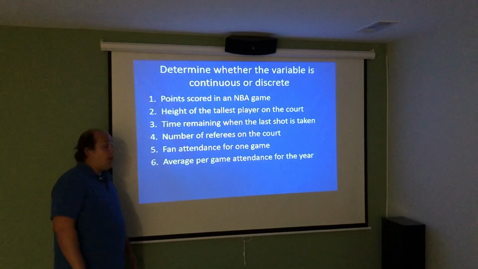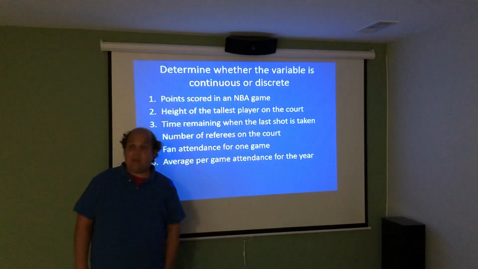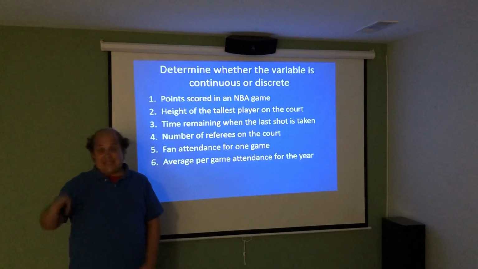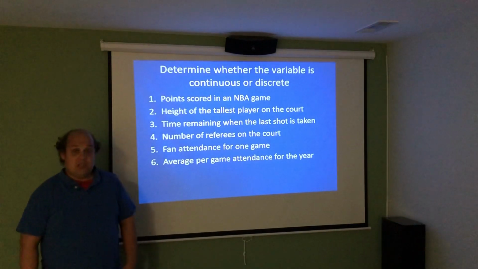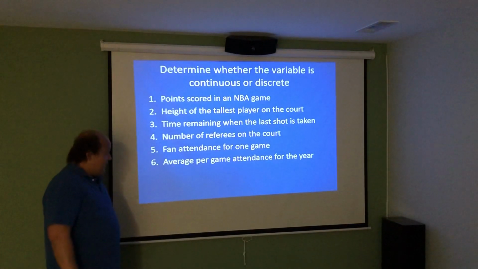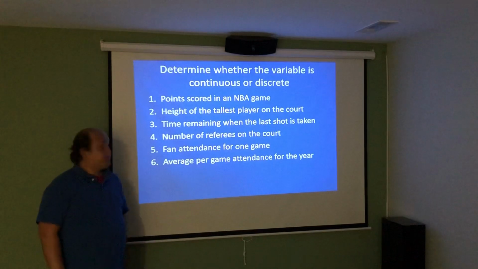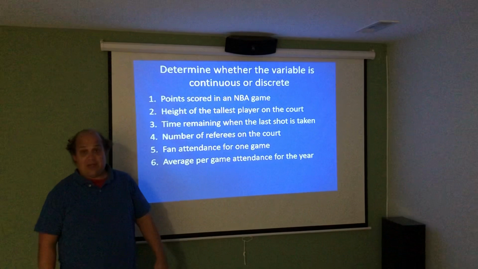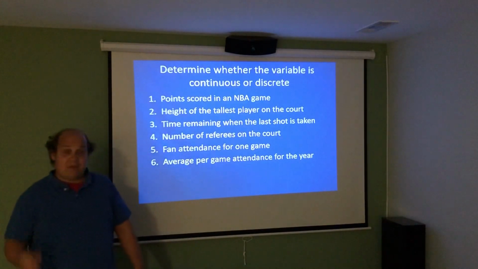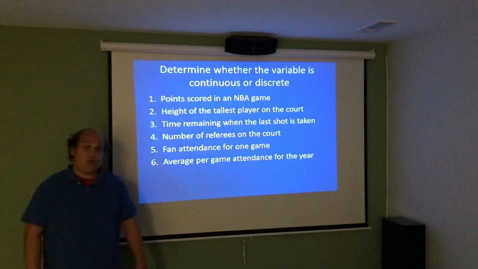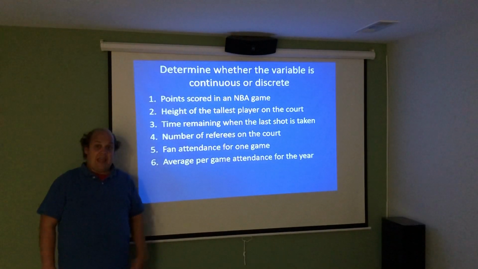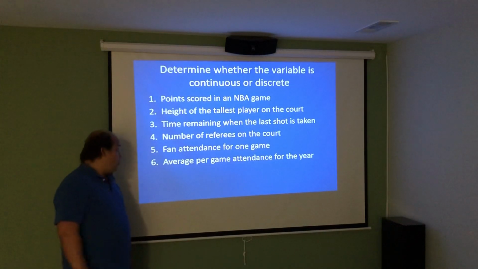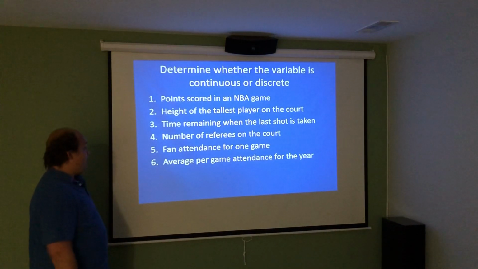Second one, height of the tallest player on the court. If Joel Embiid's out there, he could be 7 foot, 2.19 inches or something. There's nothing that says he has to be exactly 7'2". So for that reason, heights are a continuous variable. Time remaining when the last shot is taken. Again, this might require some knowledge, but the clock in an NBA game does go to tenths of a second. So there could be 0.3 seconds remaining, and a team can inbound it and get a shot off. For that reason, I can have parts of a whole. This would be an example of a continuous variable.